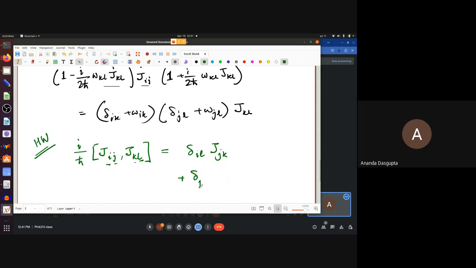In fact, swap the two, that also comes with a plus sign. And the other option, which is take the first index here, second index, second index, that comes with a minus sign. Delta_IK J_JL.